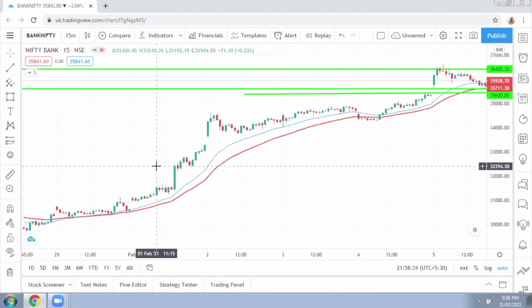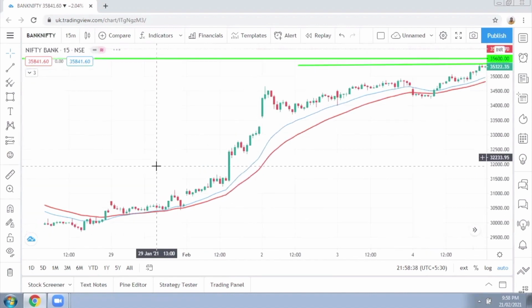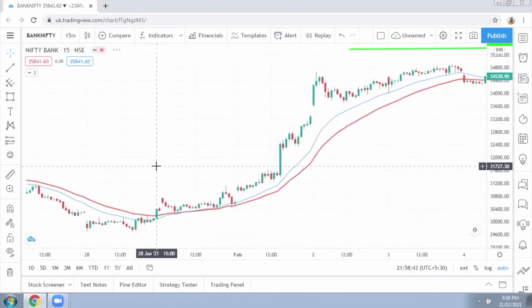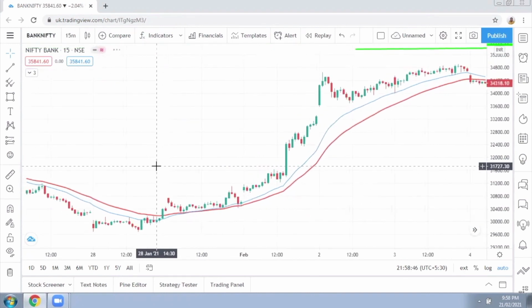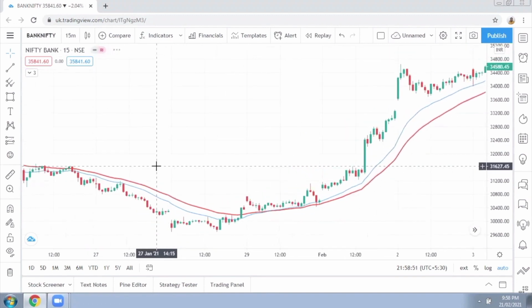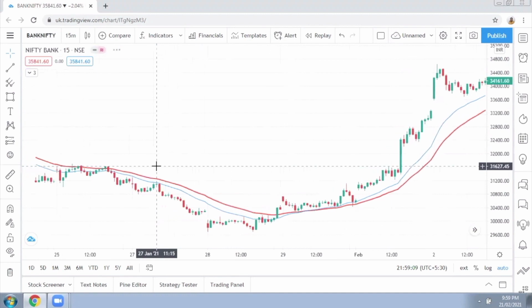So this is the 15-minute time frame chart, as you can see in front of you, and this is the Bank Nifty chart. So you can see how the candles are taking support on this band, and after taking support they are moving up, and before that the 21 and 34 period moving average band was acting as a dynamic resistance. As we all know, moving averages generally act as a dynamic support and resistance for the prices.